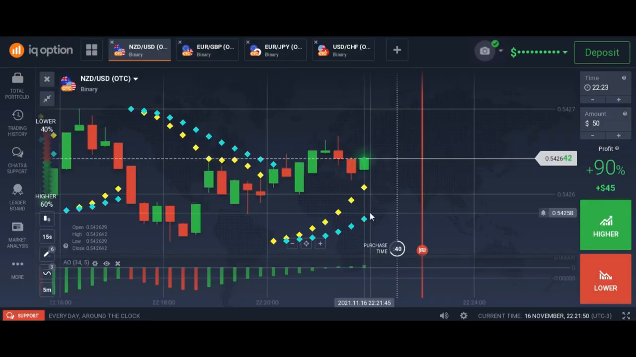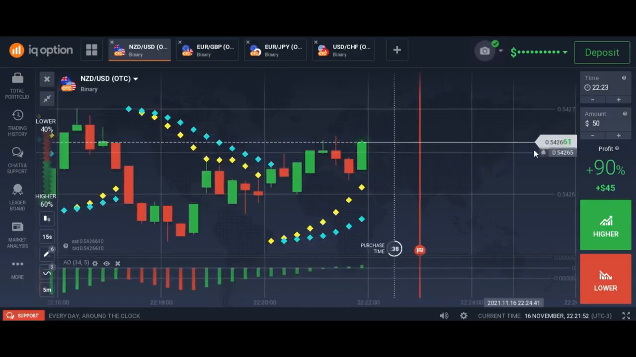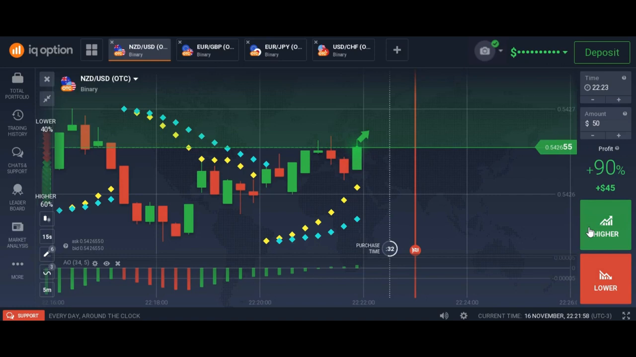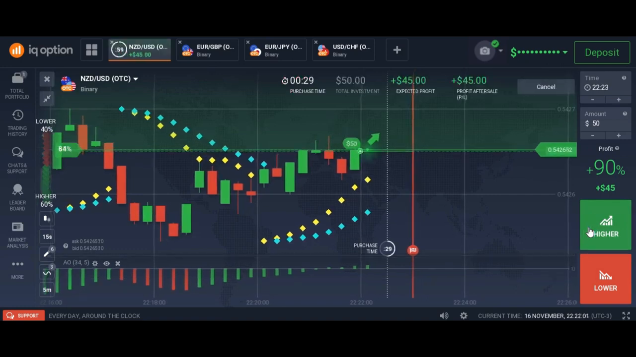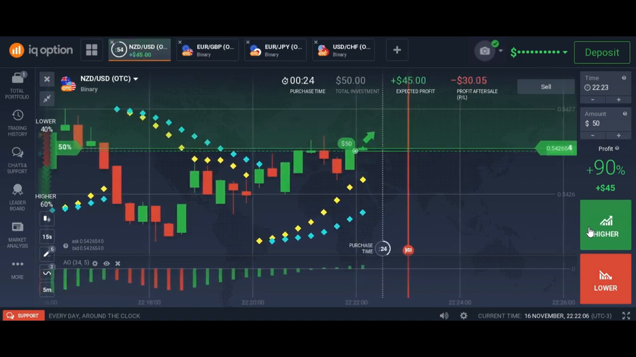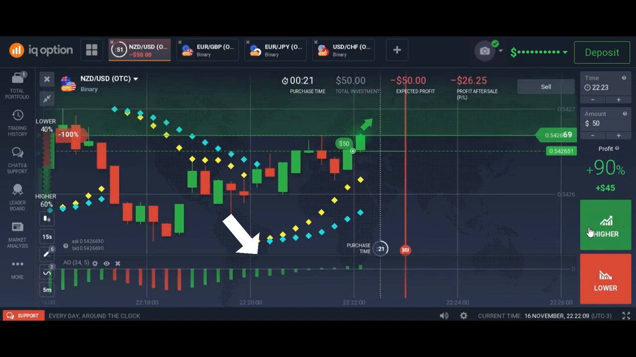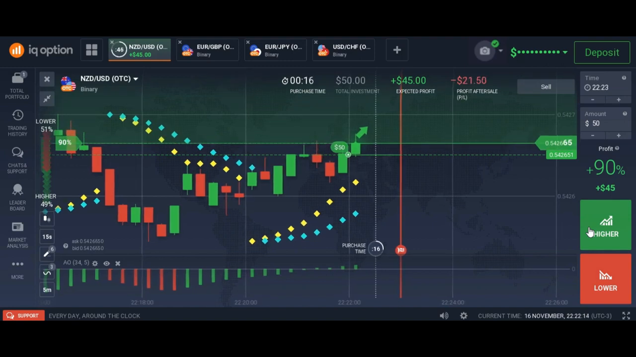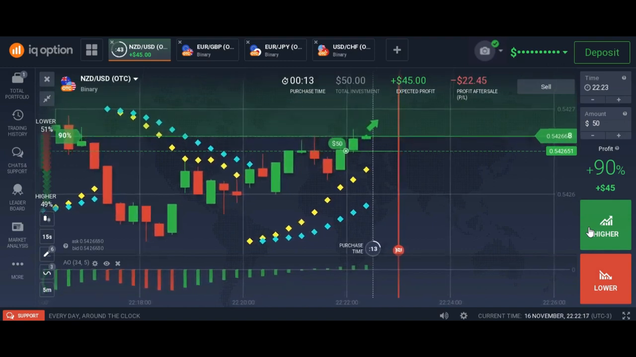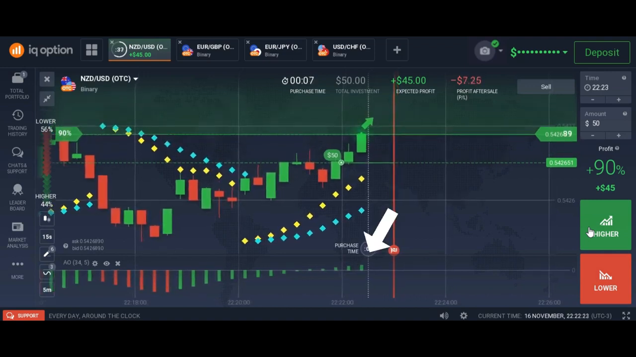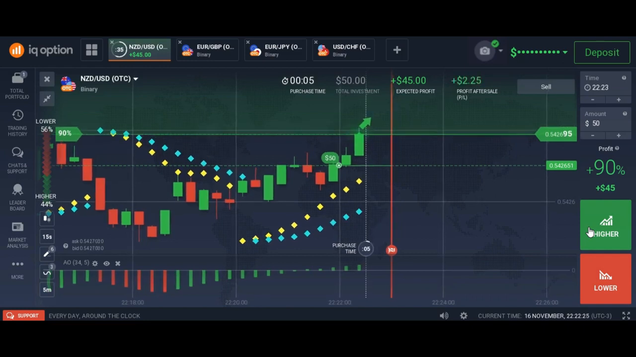Let's apply the strategy. Buy. First, I set the expiration time to 1 minute. As you can see, the awesome oscillator went from being below the line to being above it. Just in case, I waited for the indicator to make 3 bars, thus confirming that it will continue to rise.